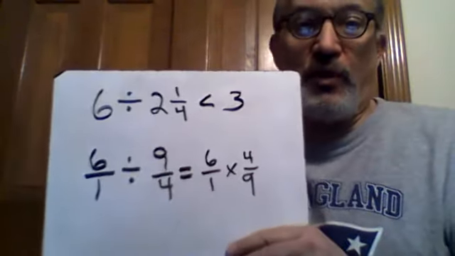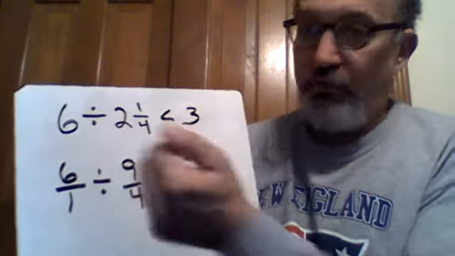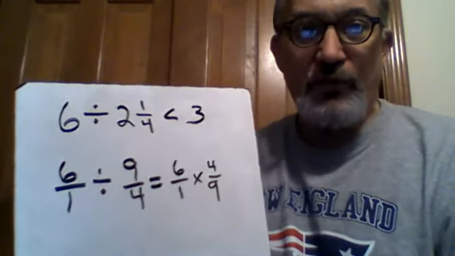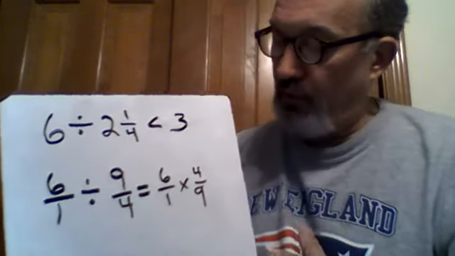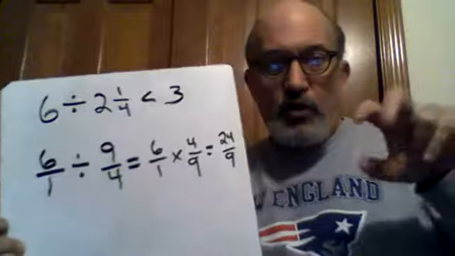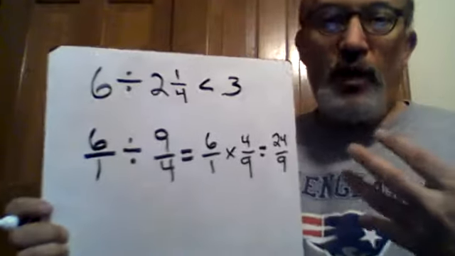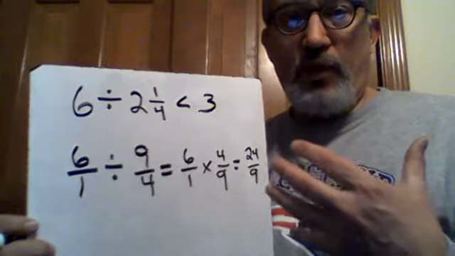Notice that I kept the 6 over 1 the same. I changed the division to a multiplication, and I flipped the 9/4 to 4/9. I'm multiplying by the reciprocal of 9/4. And multiplying across the top and bottom, of course, we get 24/9. Now, before I finish the problem in a classic 5th grade way, I want to make this observation.